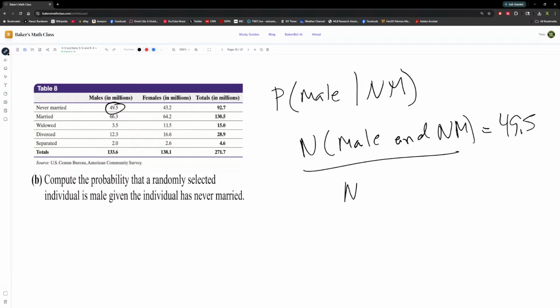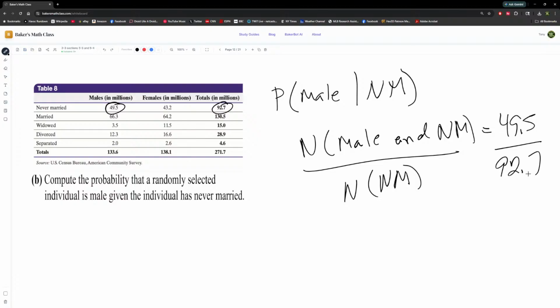The difference is the bottom. This is now never married, regardless of gender. So now that bottom is going to be the 92.7, because now I'm given that they are never married. That's a different piece that I'm going to be given, and I want to know the probability that a male is going to be picked out of that group. That's the 49.5 out of that 92.7. So when you're looking at these, a lot of times in multiplication, we think order doesn't matter. And actually, in the last section, we were looking at just independent events. Order didn't matter.